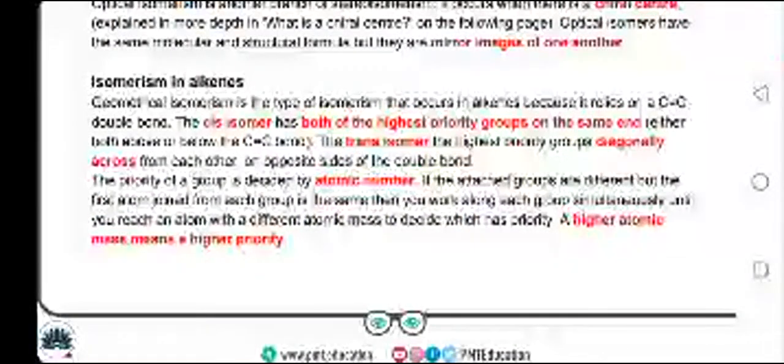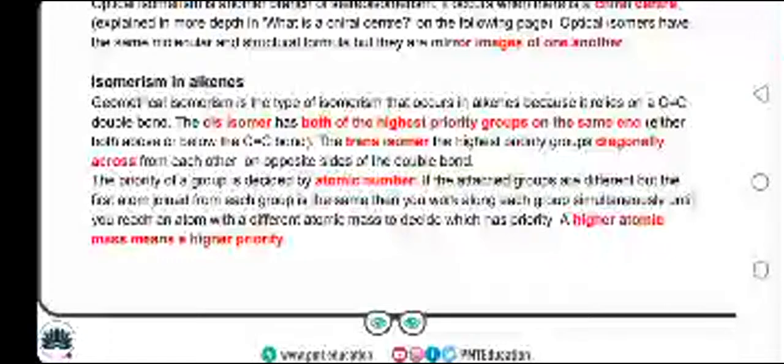Isomerism in alkenes. Geometrical isomerism is the type of isomerism that occurs in alkenes because it relies on a carbon double bond. The cis isomer has both the highest priority groups on the same side, either both above or both below the carbon double bond. In the trans isomer, the highest priority groups are diagonally across from each other on opposite sides of the double bond.